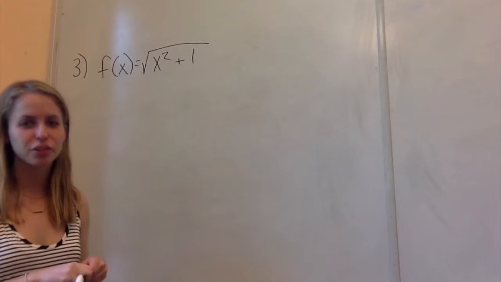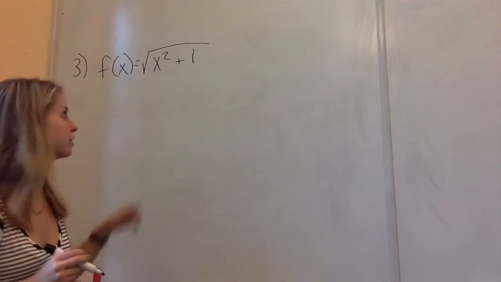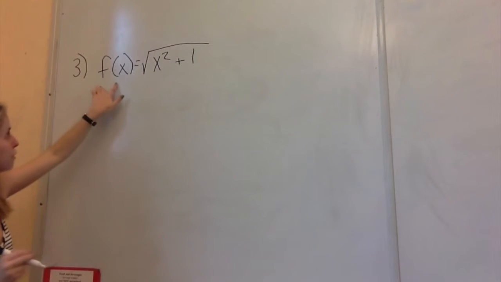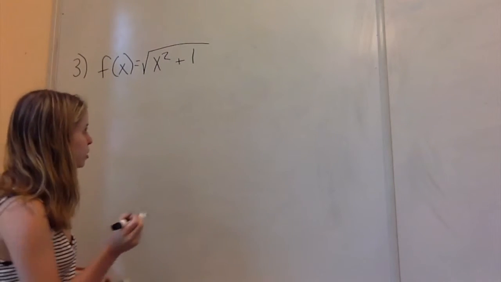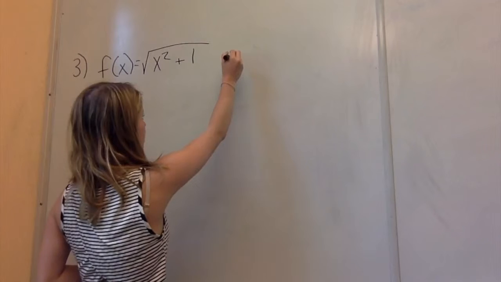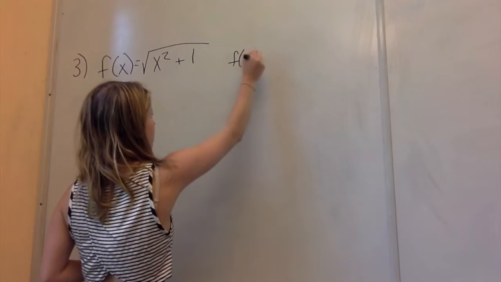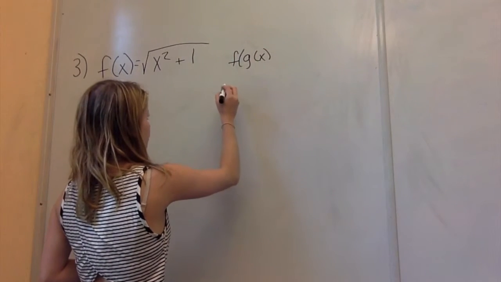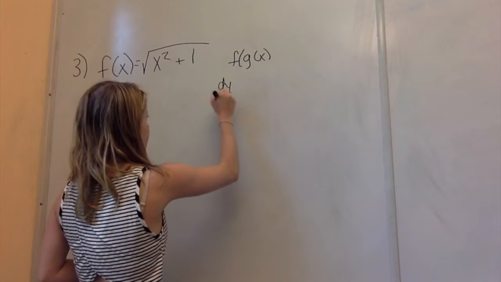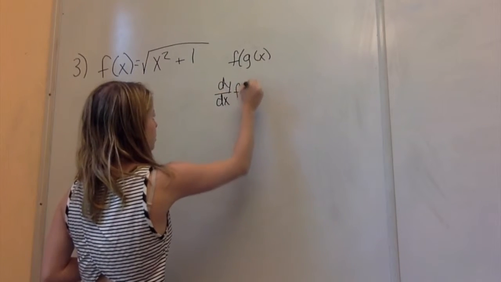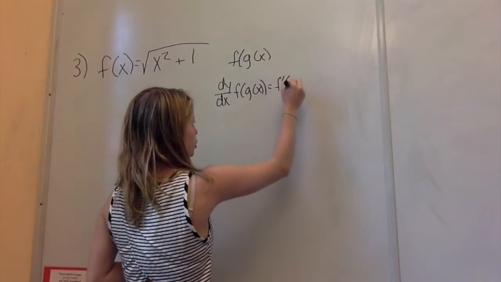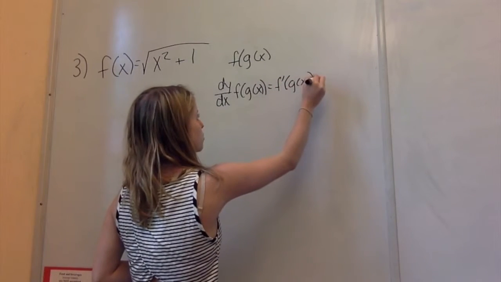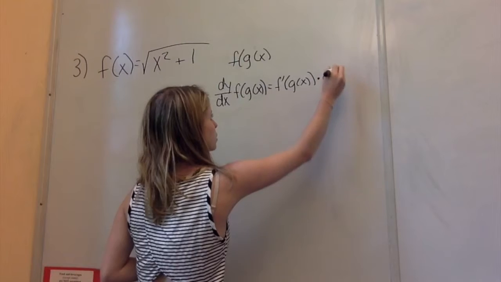Okay, so now we're going to do a third example using the chain rule given a function. So we have the function f of x is equal to the square root of x squared plus 1. And then remember from our earlier example that we're going to take a function that's f of g of x, and then the derivative of that, dy dx, of f of g of x is equal to f prime of g of x times g prime of x.